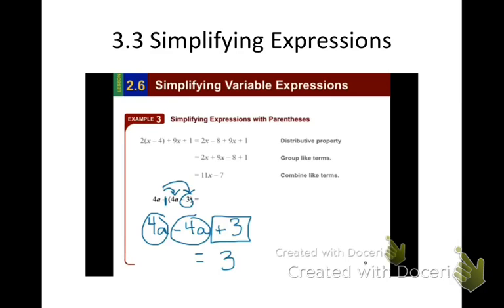In 3.3, we were simplifying expressions. So this is a screenshot from that slide. We used distributive property, and then we also learned how to combine like terms. So I gave us a couple of those.